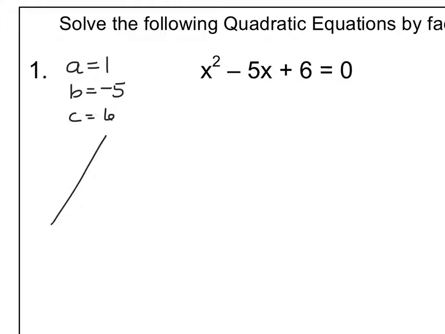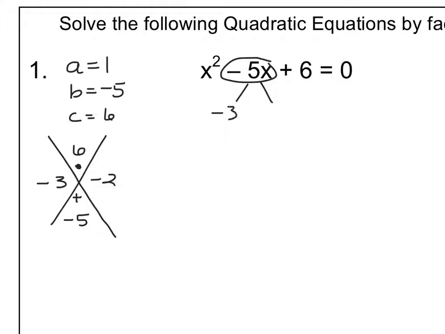I'm going to do the exact same thing we just got done doing. None of this is going to be any different. I'm going to take A times C, that's 6. So I need factors that multiply to be 6 and add to be -5. My two numbers are -3 and -2. So I'm going to replace this with -3x minus 2x, bring down the +6, bring down the equals 0, and bring down the x squared.